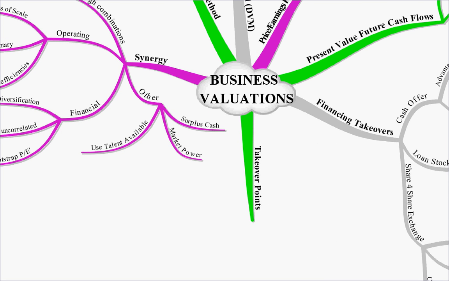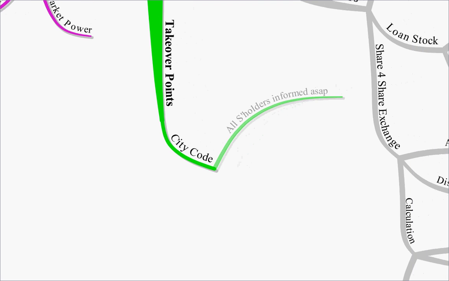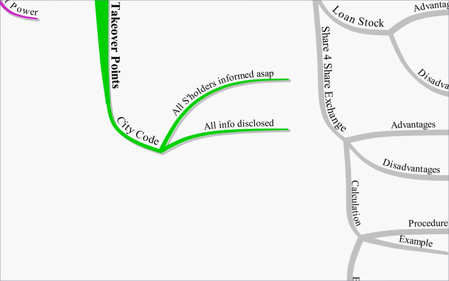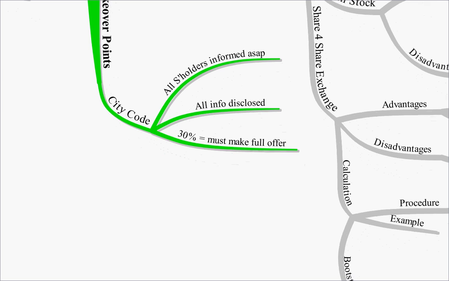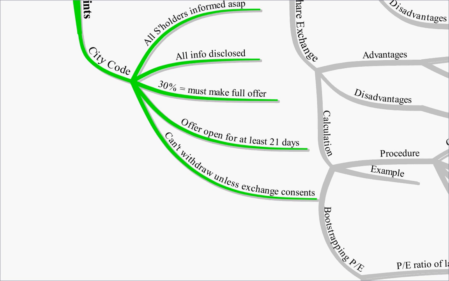So a final few points on takeovers then. We have to be aware of the city code when it comes to takeovers. All shareholders should be informed as soon as possible. All information must be disclosed. If a company buys 30% of the share capital, it must make a full offer for the business. That offer must be open for at least 21 days, and it can't withdraw the offer unless the exchange consents to it.